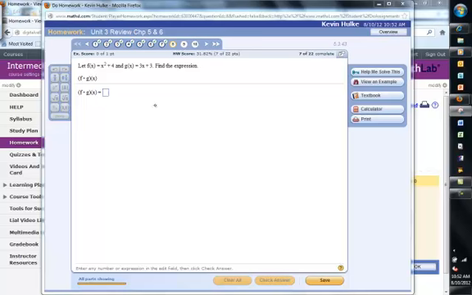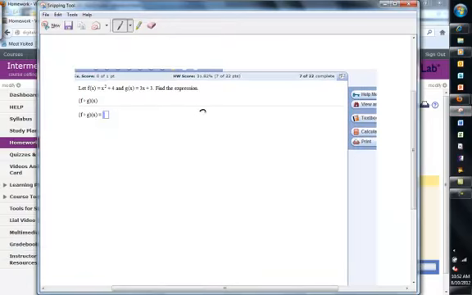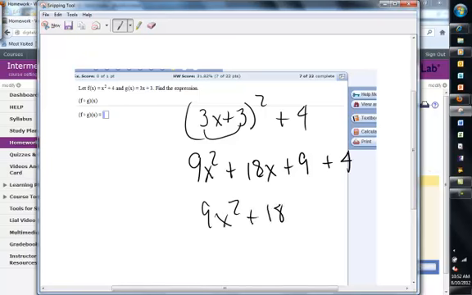Oh my word. We got to do it one more time. Oh well, we'll get good at this one, won't we? So we take 3x plus 3 squared and add 4. 9x squared plus 12x plus 9 plus 4. Hold it. That's not right. 3 times 3 is 9 times 2 is 18x. So it's 9x squared plus 18x plus 13.